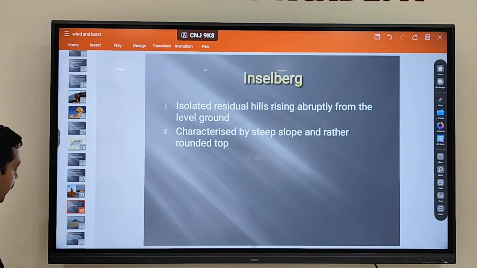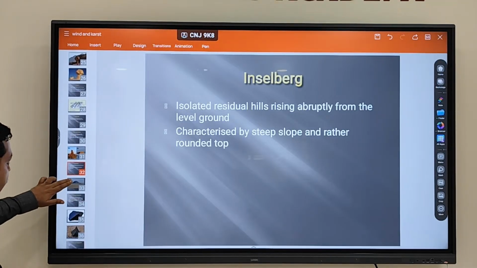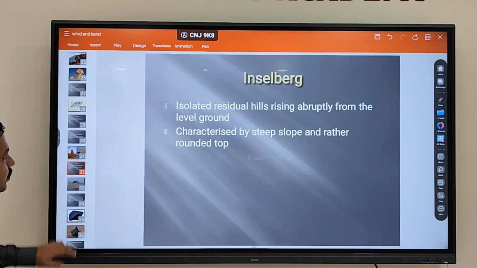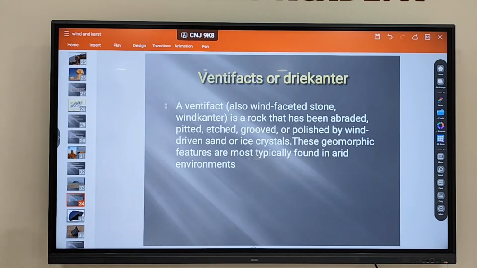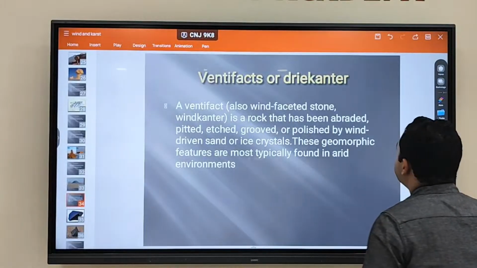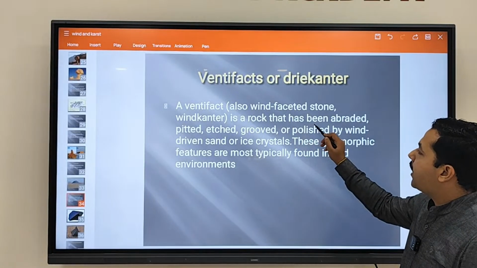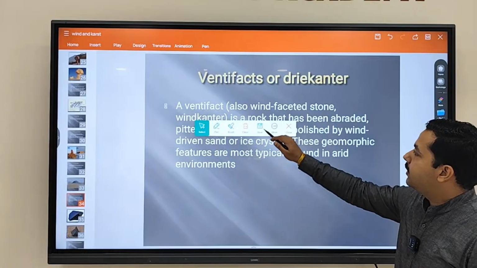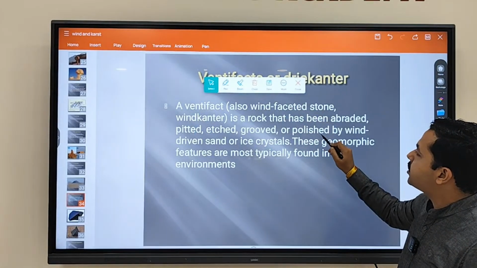Fine. The last that you see is the ventifact or dreikanter. So this is what? Ventifact or dreikanter. So you can see what definition is written. It is a rock that has been abraded, pitted, etched, grooved, or polished by the wind.